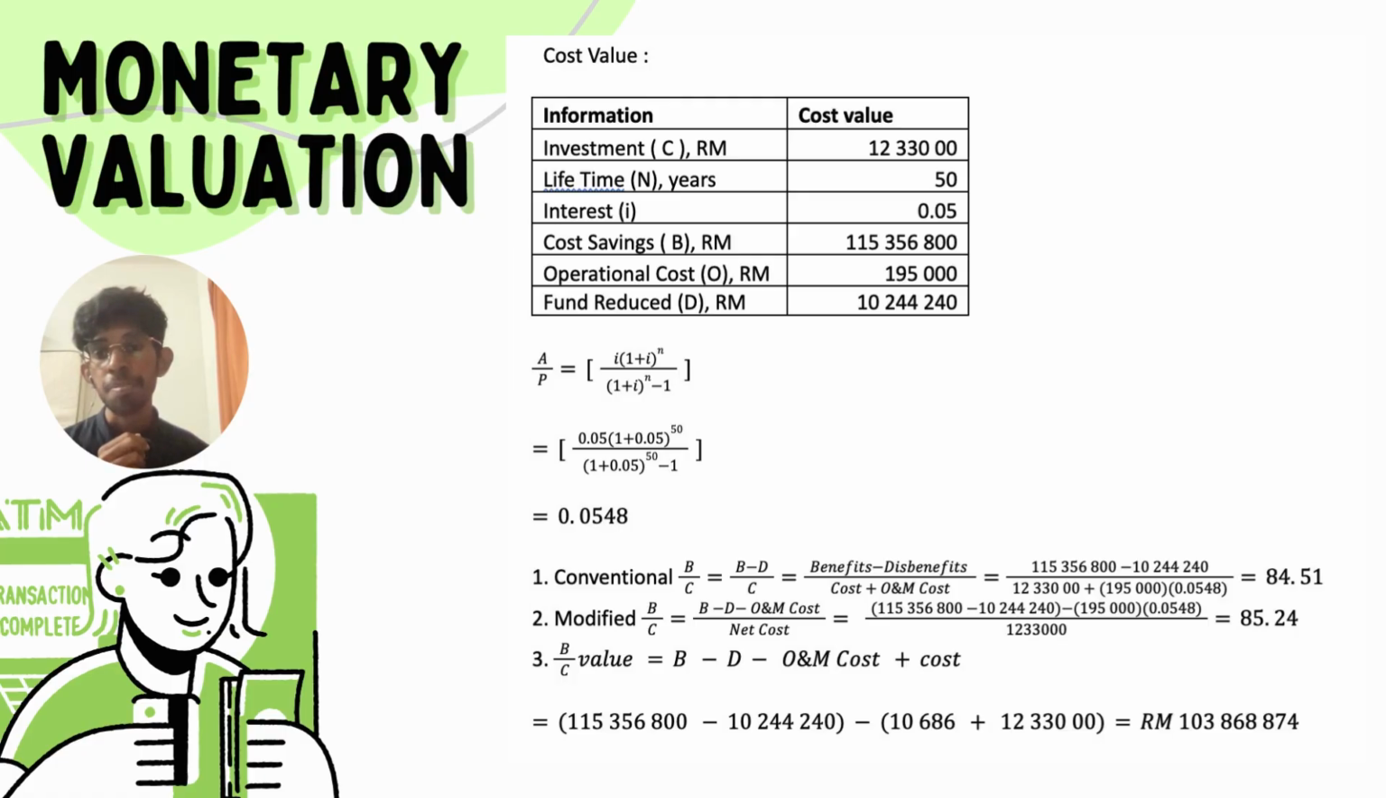So the modified B over C ratio includes maintenance and operations, simplified as M and O costs, in the numerator and treats them similarly to the benefits. The formula for the modified B over C is B minus D minus M and O costs, divided by net cost. The modified B over C ratio is different from the conventional B over C ratio, but the decision to accept or reject is the same for both.